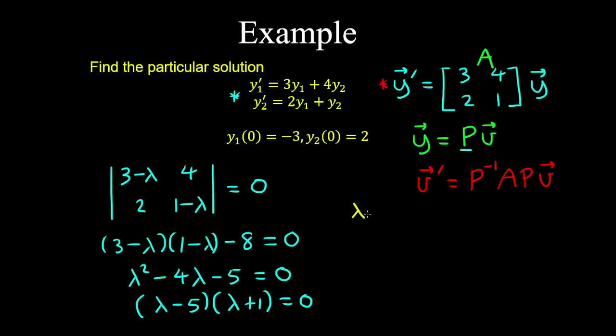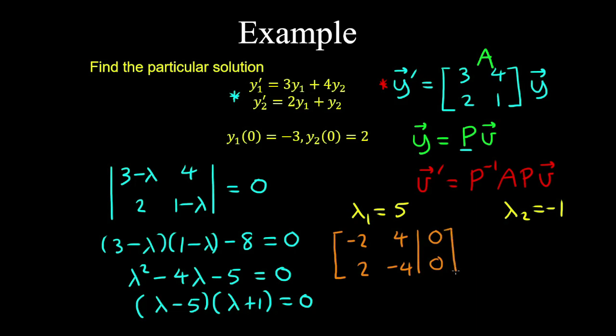So our eigenvalues are lambda 1 is equal to 5 and lambda 2 is minus 1. And then to obtain the eigenvectors, for lambda 1, we have 3 minus 5 and 1 minus 5. And we'll augment that with 0. And therefore adding row 1 to row 2, we get zeros. So therefore we can write the solution of eigenvectors as v1 is equal to 4 on 2 v2.